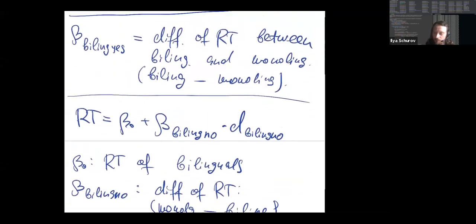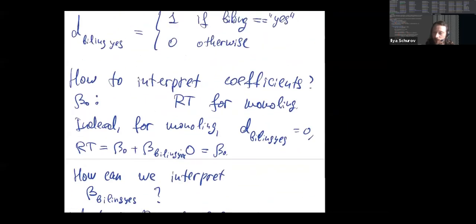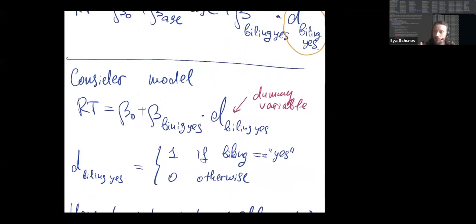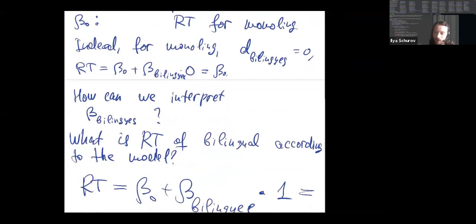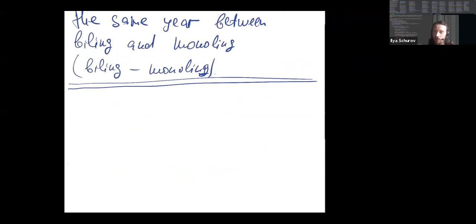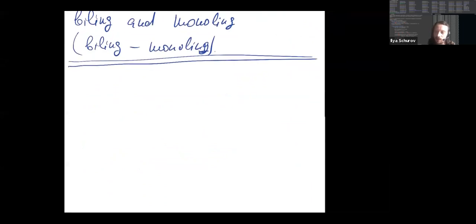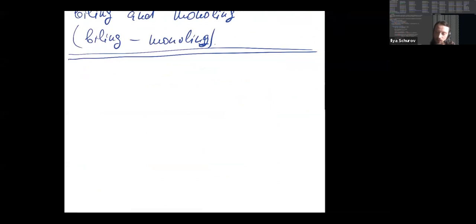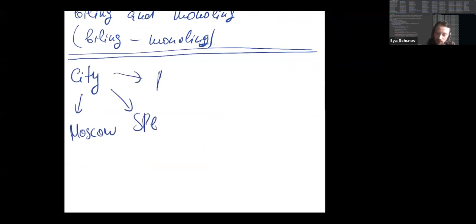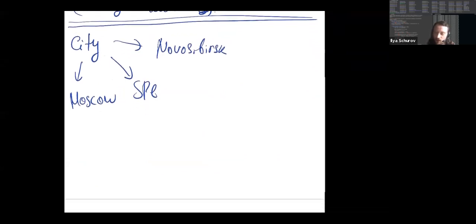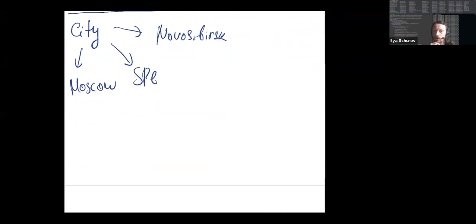So far we had only a categorical variable with two possible values, and we encoded these values by zeros and ones. What happens if we have a categorical variable with several possible values? For example, assume that we have something like city, and this city can be Moscow, Saint Petersburg, and Novosibirsk. How would you encode this variable?